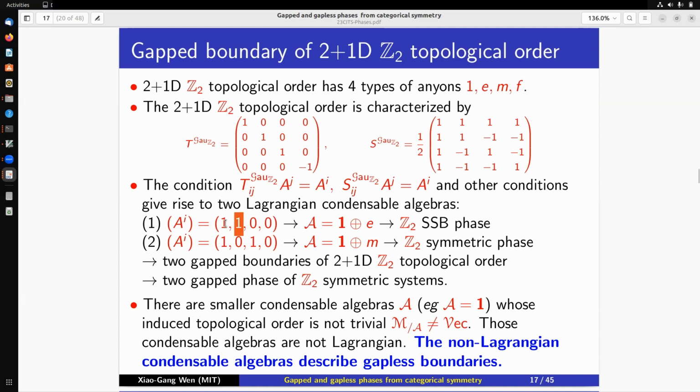So that means e condensation. The third entry is m. So that means m condensation. So there are two gapped boundaries, from e condensation and m condensation. Everything fits.